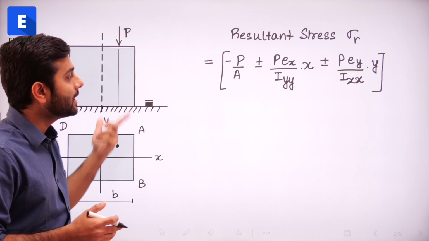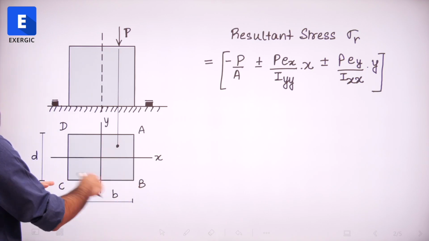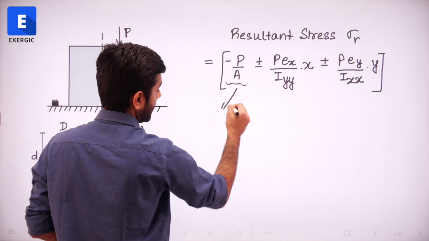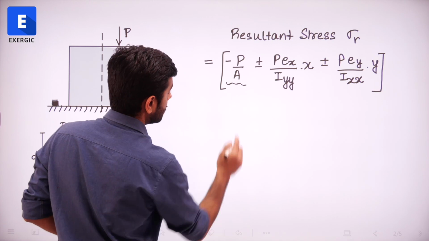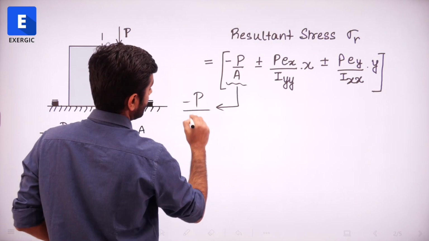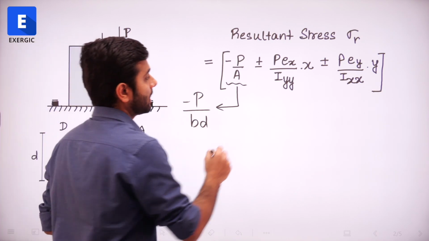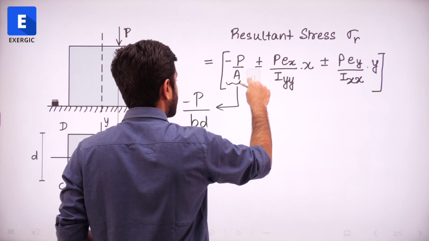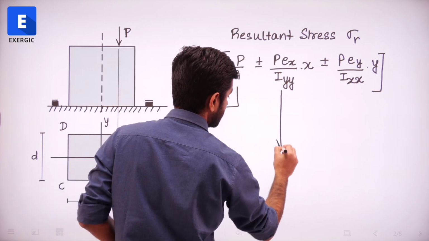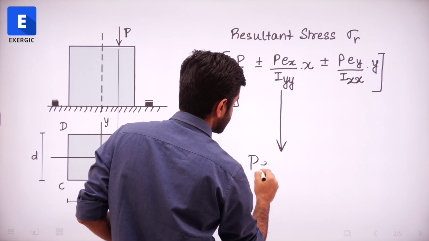So, what is P by A? P, we know, is given to us. What is A? A is B multiplied by D. So basically this expression here, what can we write? We can write minus P divided by BD. Correct or not? Similarly, coming to this expression, what can we write? This expression can be written as P Ex.